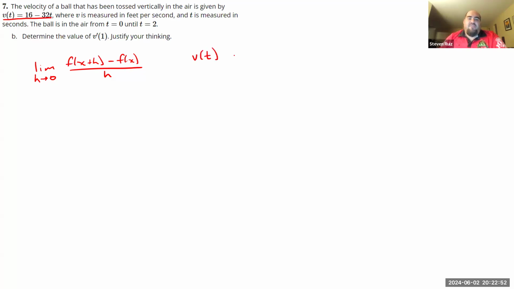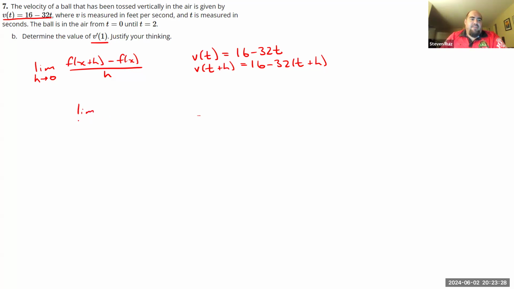We don't have a function called f, we have a function called v. Its input variable is not x, it is t. So we have v of t equals 16 minus 32t. We're still going to have our little separation called h. So what's v of t plus h? That is 16 minus 32 times t plus h. We don't care about the derivative everywhere. We just care about the derivative here, so at one point.